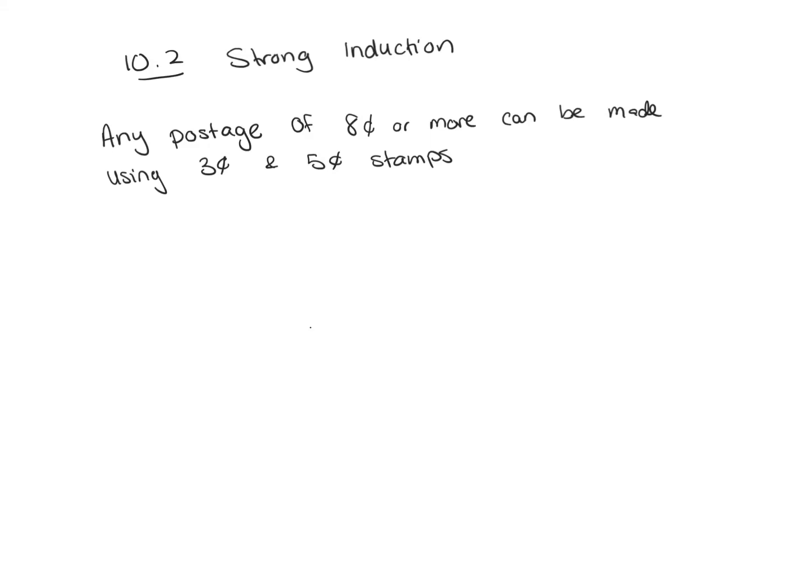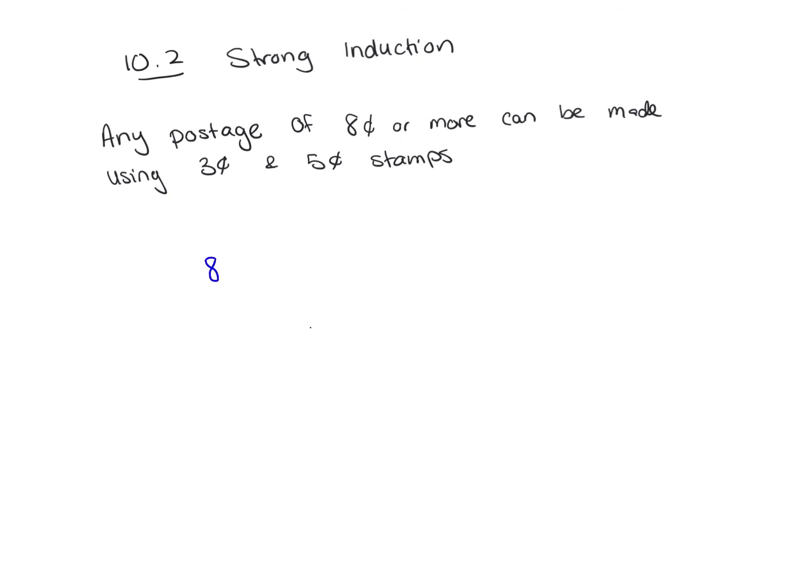The next topic we're going to talk about is strong induction. So we're going to start here with an example. I want to prove that any postage of 8 cents or more can be made using 3-cent and 5-cent stamps. So before we get into the proof of this, let's just try to gain some intuition about how this works.